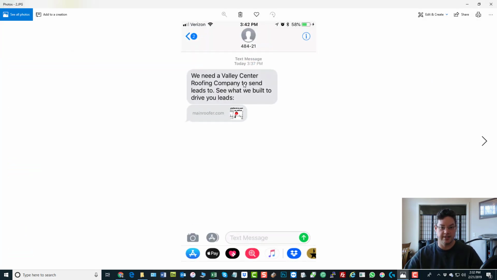This is a composite. It's kind of the same idea. We need a Valley Center Roofing Company. In other words, this is the city. So we sent it to companies and we used a variable to fill in the city for every different message. Can we do that? Yes. Valley Center Roofing Company. So somebody else in Denver saw we need a Denver roofing company. Somebody in Atlanta saw we need an Atlanta roofing company to send leads to.